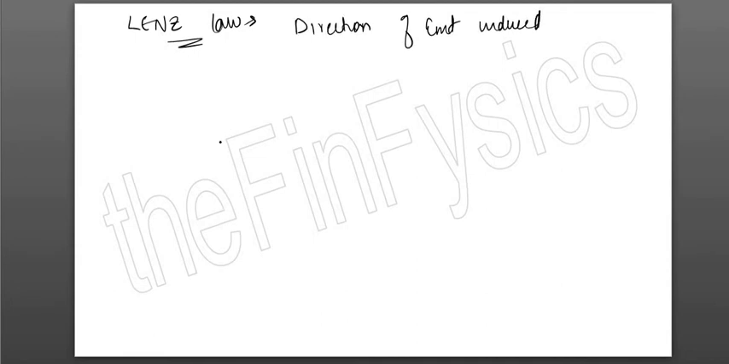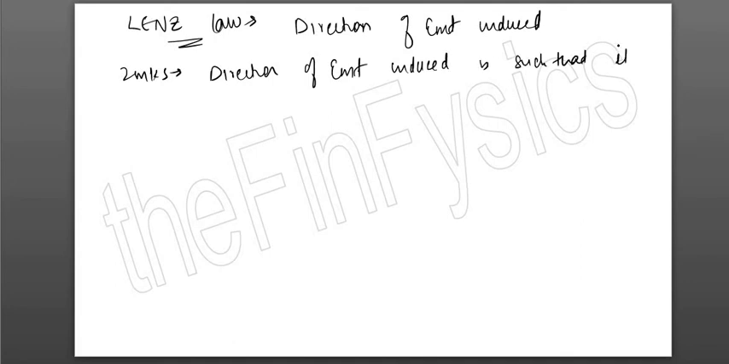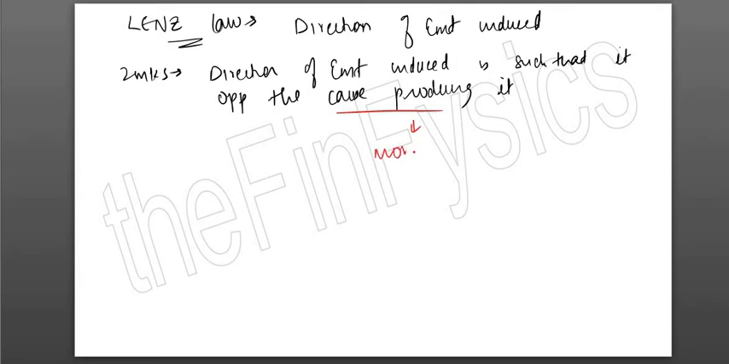Okay, the statement of Lenz law comes for 2 marks. So 2 marks statement, and you are supposed to write that the direction of EMF induced is such that it opposes the cause producing it. Okay, now the cause producing it is basically moving magnets. So this Lenz law tells you that the coil will try to stop the magnet from moving.